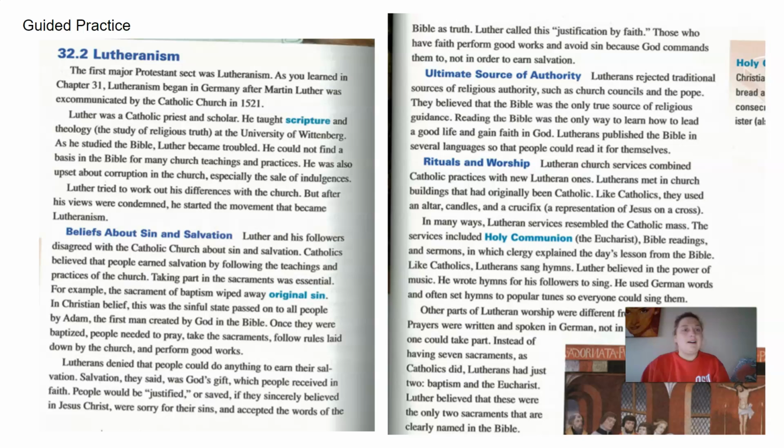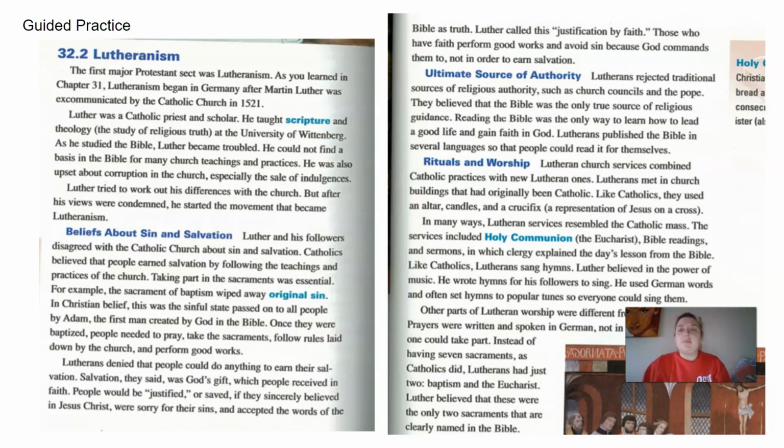The first major Protestant sect was Lutheranism. Luther was a Catholic priest and scholar. This is review. He taught scripture and theology at the University of Wittenberg. As he studied the Bible, Luther became troubled. He could not find a basis in the Bible for many church teachings and practices. He was also upset about corruption in the church, especially the sale of indulgences. Again, review. He tried to work out his differences with the church, but after his views were condemned, he started the movement that became Lutheranism.